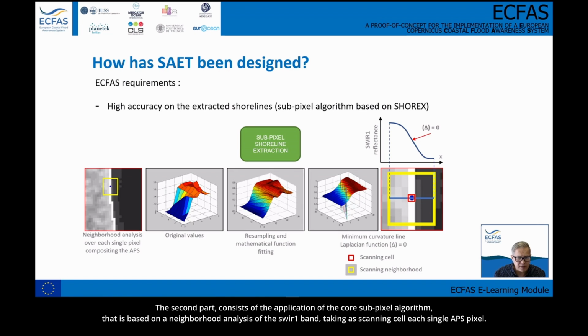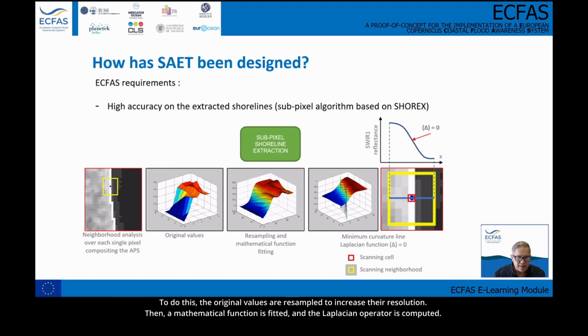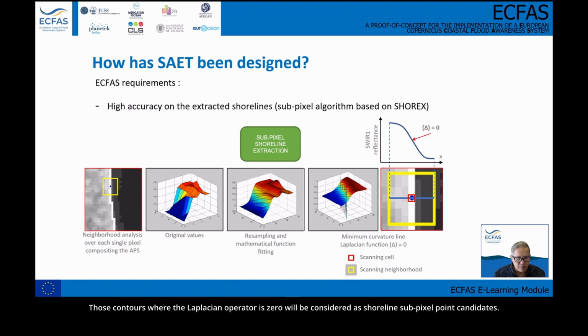The second part consists of the application of the core sub-pixel algorithm, which is based on a neighborhood analysis of the SWIR1 band, taking as a scanning cell each single APS pixel. The goal is to compute the minimum curvature line in the analyzed surface, which will coincide with the sub-pixel border detected between land and water. To do this, the original values are resampled to increase their resolution. Then, a mathematical function is fitted and the Laplacian operator is computed. Those contours where the Laplacian operator is 0 will be considered as shoreline sub-pixel point candidates.